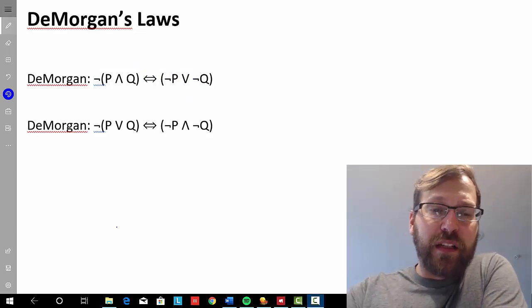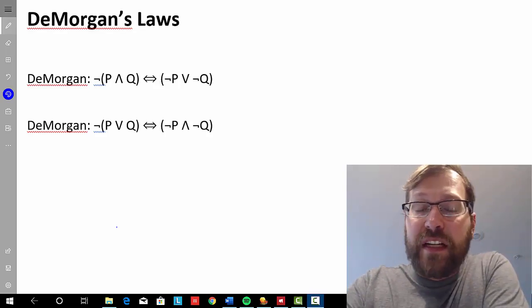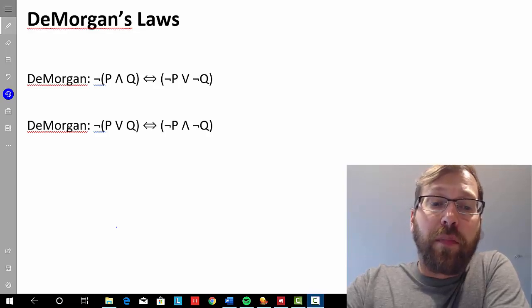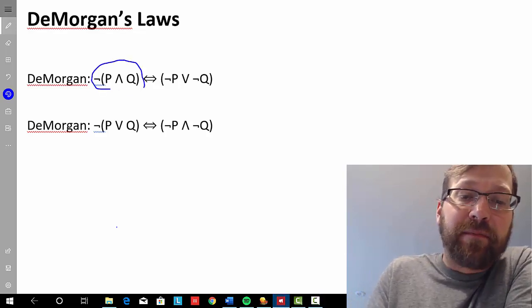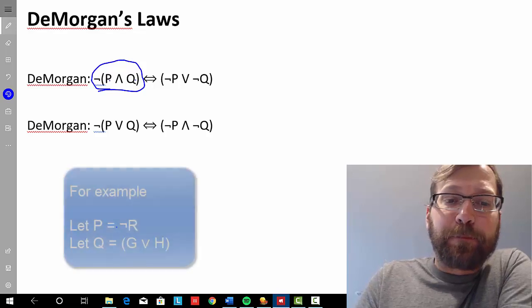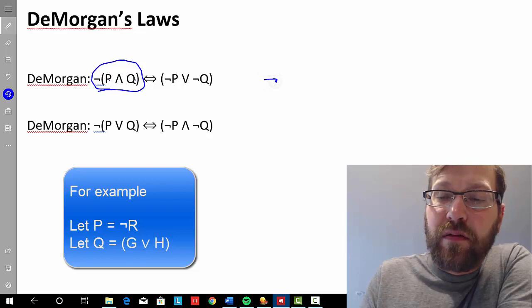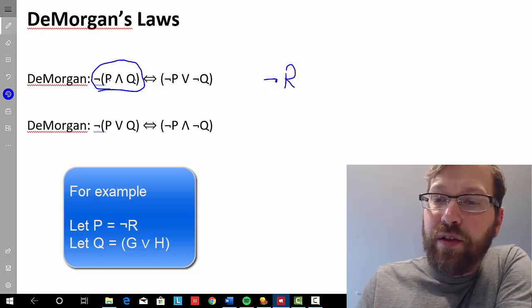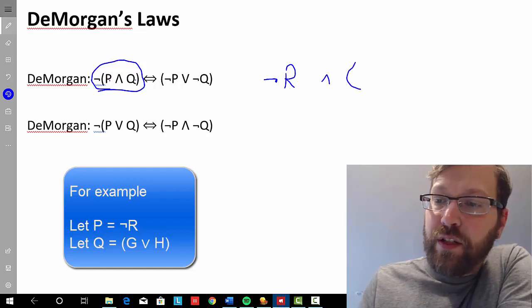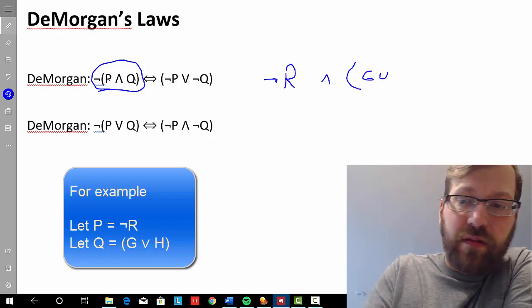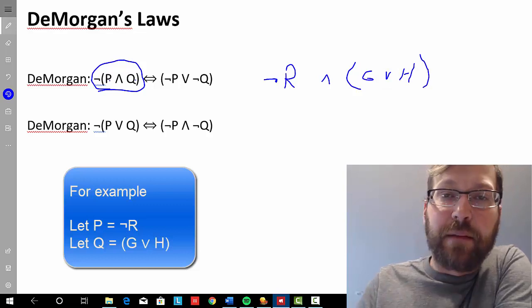All right, so one of the things to recognize is that P and Q here are acting as variables that range over indie sentences, including complex sentences. So DeMorgan's law just works on this pattern, whatever P and Q end up being. So let's say P ended up being not the case R, and Q was, let's say, G or H, whatever those sentences mean.